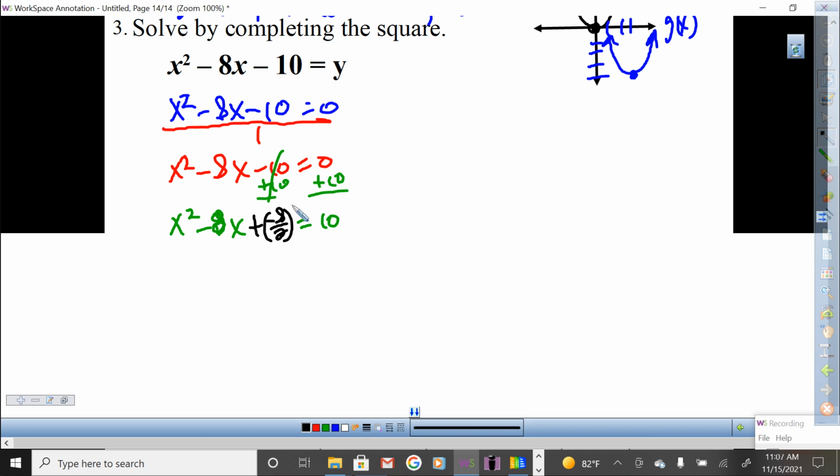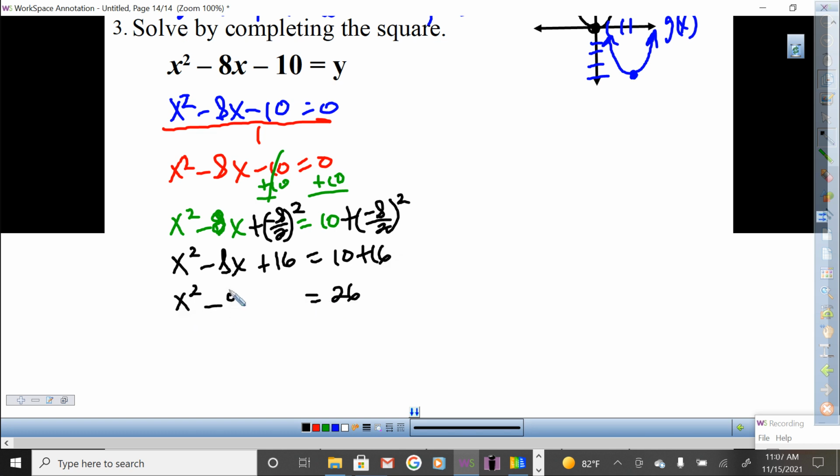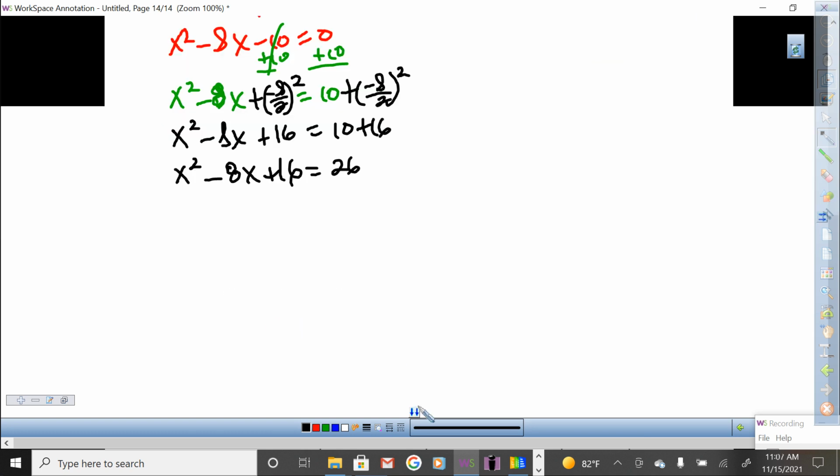We need to complete the square here, so what do we do? Yeah, negative 8 over 2, squared, to both sides. So x squared minus 8x plus 16 equals 10 plus 16. What is 10 plus 16? 26. Bring everything else down. So far so good, yes? Next, how do I factor this with a shortcut? Yeah, take the square root of the first, square root of the last, sign of the middle, and write that squared.